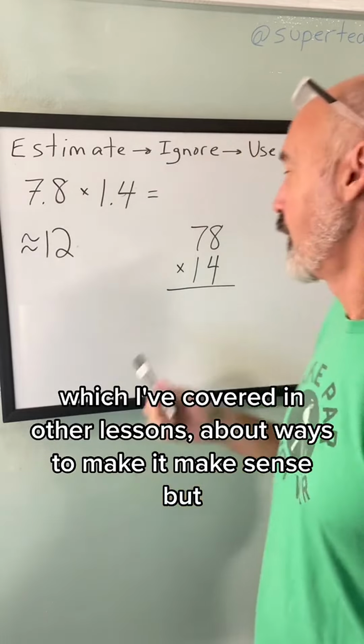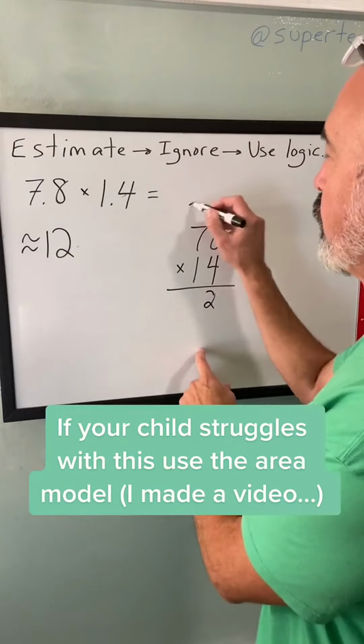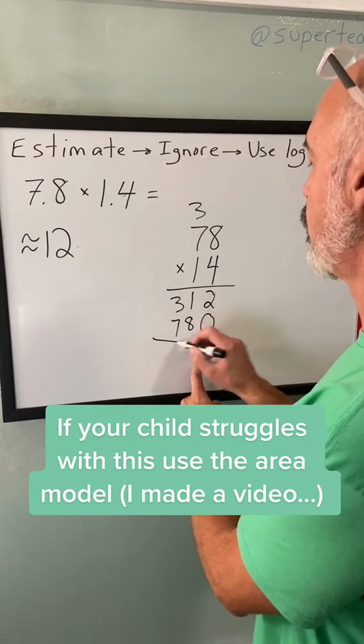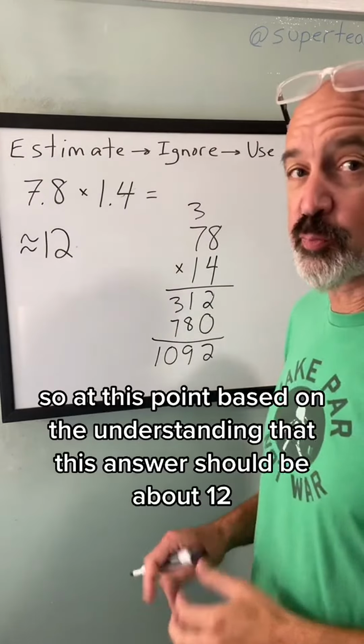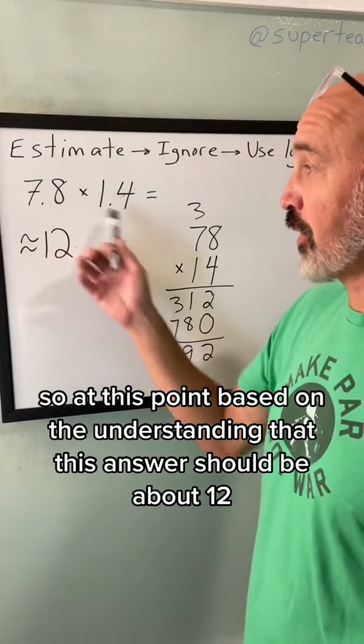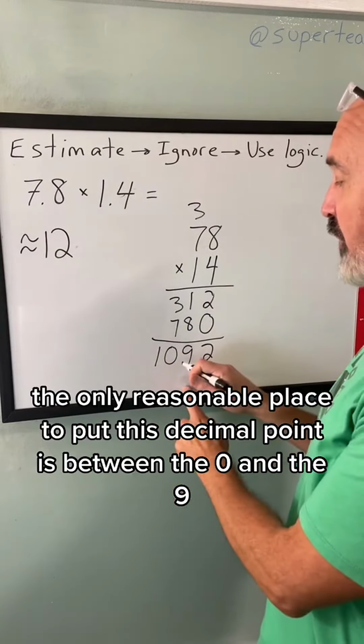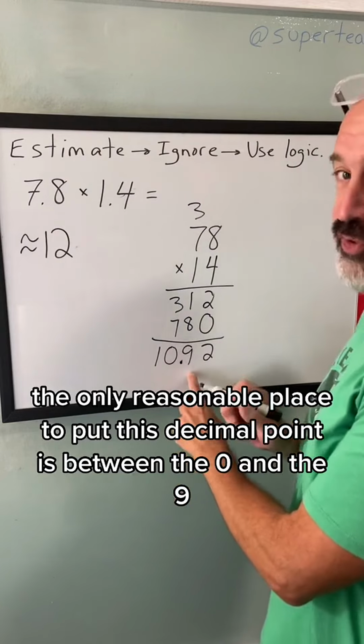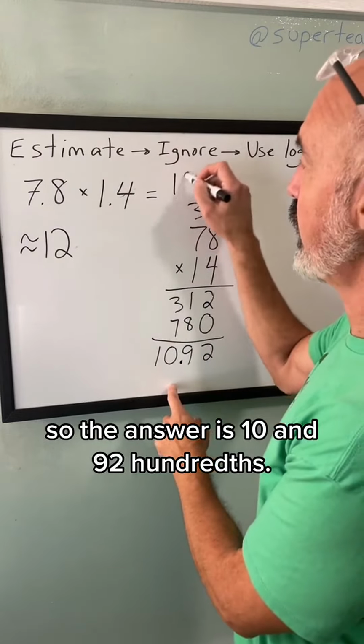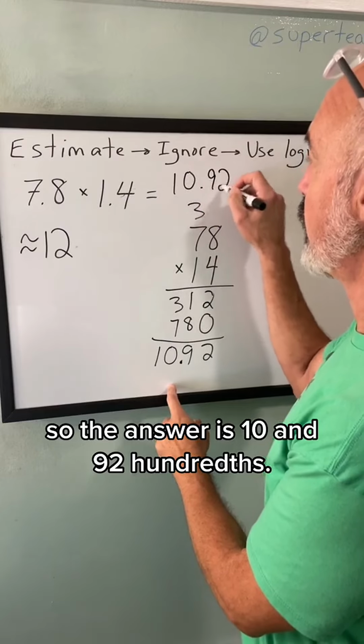But 4 times 8. So at this point, based on the understanding that this answer should be about 12 and using logic, the only reasonable place to put this decimal point is between the 0 and the 9. So the answer is 10 and 92 hundredths.